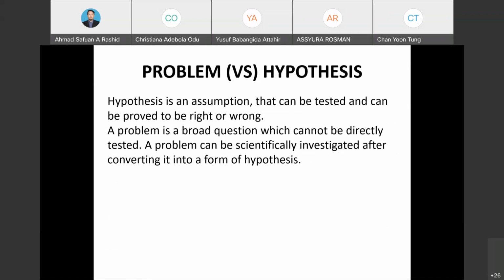A hypothesis is an assumption that can be tested and can be proved to be right or wrong. A problem is a broad question which cannot be directly tested. A problem can be scientifically investigated after being converted into a form of hypothesis. Okay, so that is the big difference between problem and hypothesis. So a hypothesis has some element of knowledge in it, on how you want to solve the problem, or what is your guess at the output of the problem.